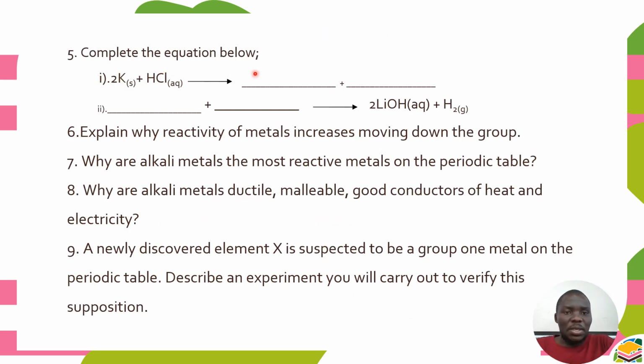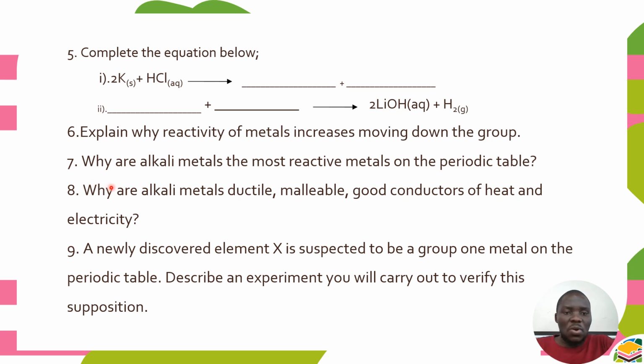Question 5, complete the equation. So we have part of the chemical equation here. You need to write the products if this one combines with this one. Then here, we need to provide the reactants if the products are these ones. Explain why the reactivity of metals increases moving down the group. That is question number 6.